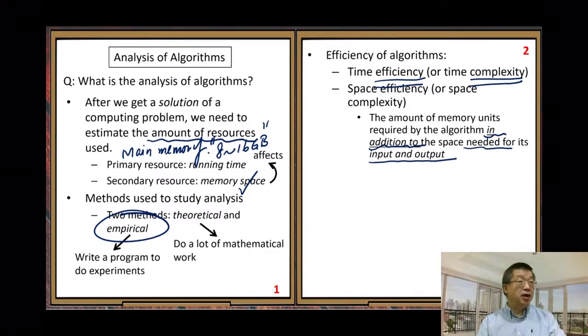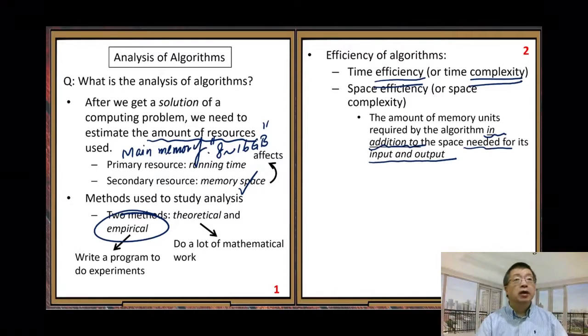Why is that? Because we know for input and output, all the algorithms need to store data. And there is no difference. All algorithms need to store that amount of data. So we don't compare that part, because it is fair for all algorithms. They are on the same level, right? Same level playing field. So we don't compare the common part.